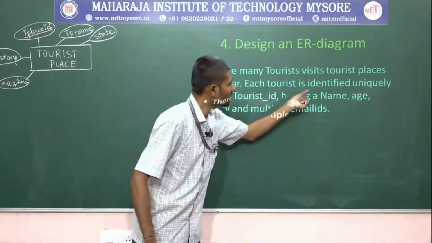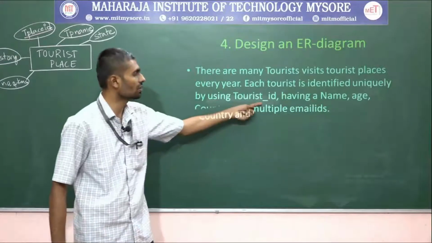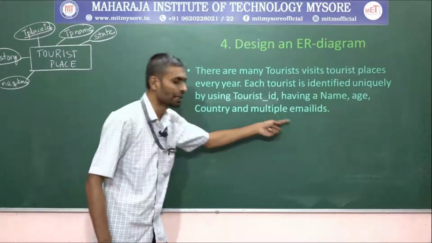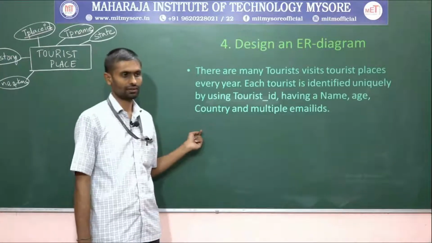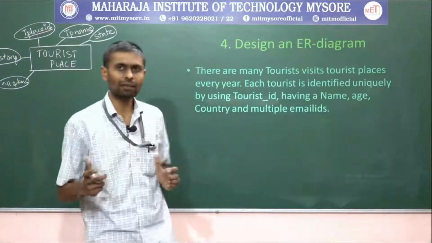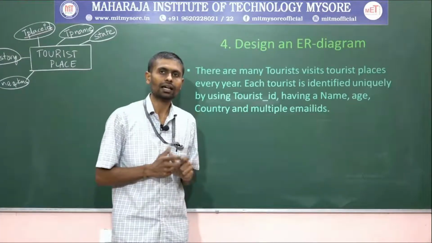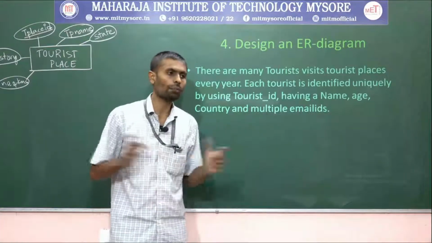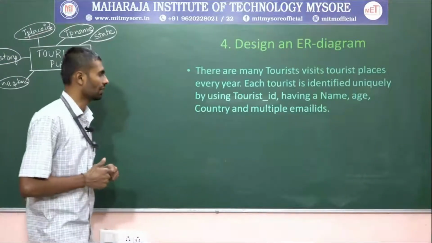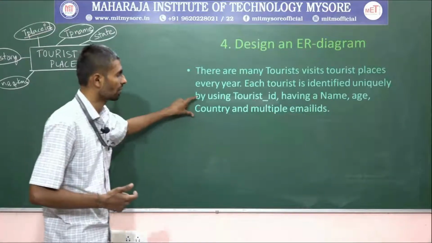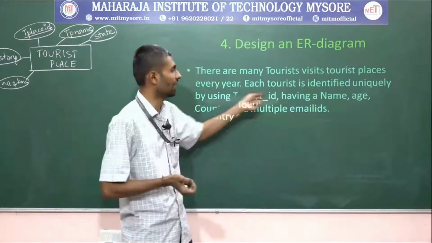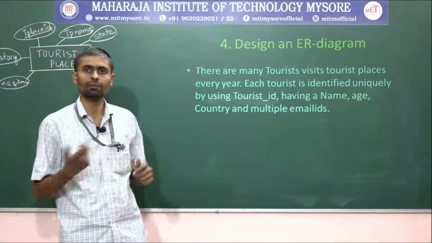Fine. Next, each tourist is identified uniquely by using a tourist ID having a name, age, country and multiple email IDs. What it shows, guys? They are talking about the tourist now, and they are describing how exactly a tourist can be described, right? So what all the properties of a tourist, those things they are describing here. So let me create a tourist kind of an entity type, because they want to record the details about a tourist, like tourist ID having a name, age, country and email IDs, right?